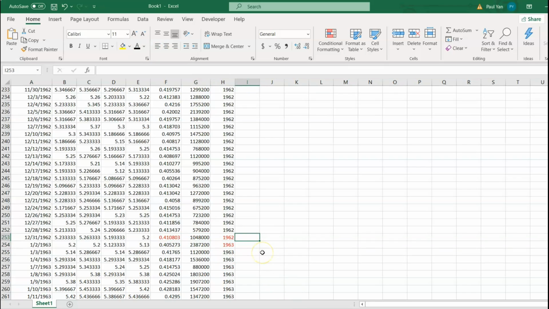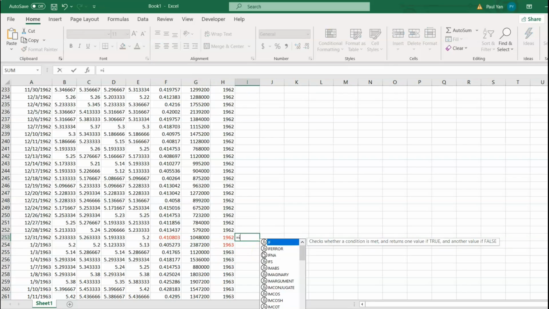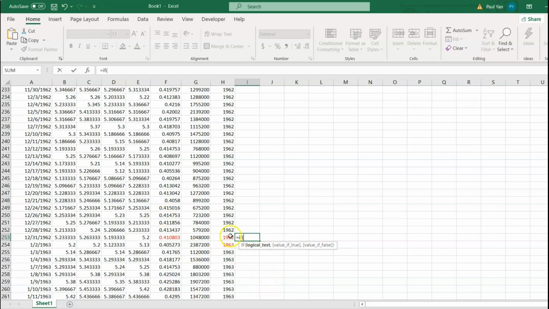Okay, so this is where you can use the IF function. If this value equals, if they are the same, we don't do anything, so we enter an empty value. Otherwise we take this value, hit enter. Now we got this adjusted close.